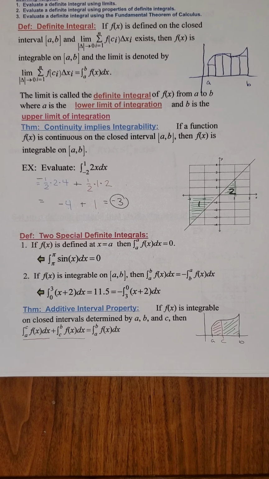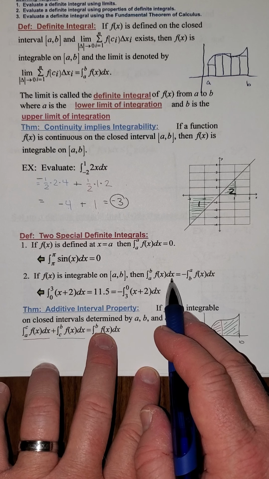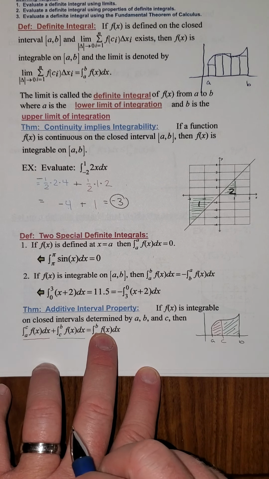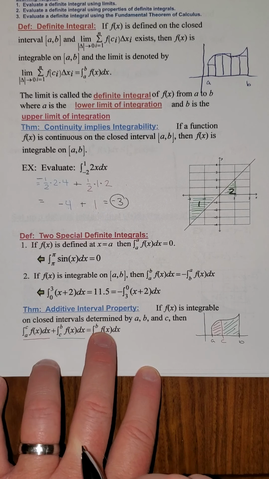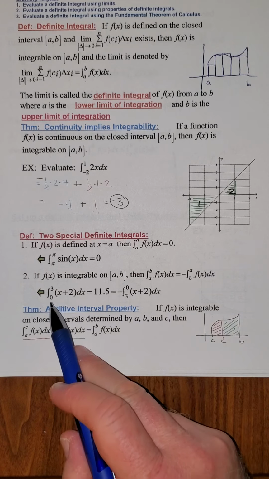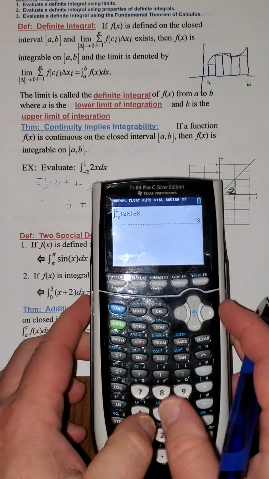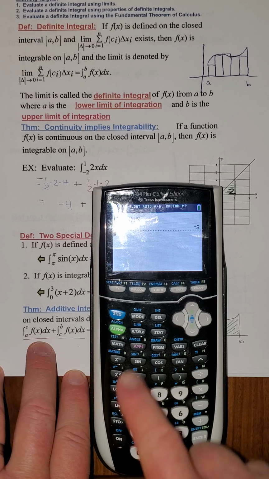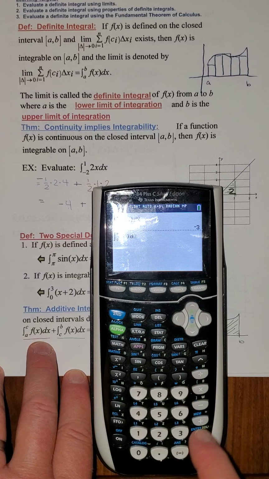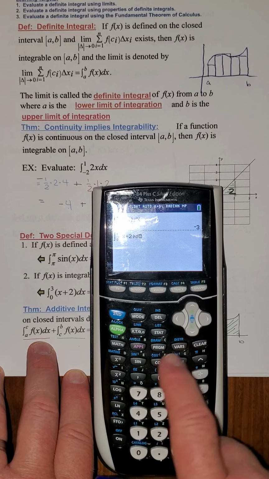Now, if you integrate from a to b of f of x dx, that's the opposite if you integrate from b to a of f of x dx. Okay? And I'm going to pull out my calculator here to prove to you that this works. If you take the integral from 0 to 3 of x plus 2 dx, that's 11.5. Watch. If I do math number 9, and I integrate from 0 to 3 of x plus 2 dx.